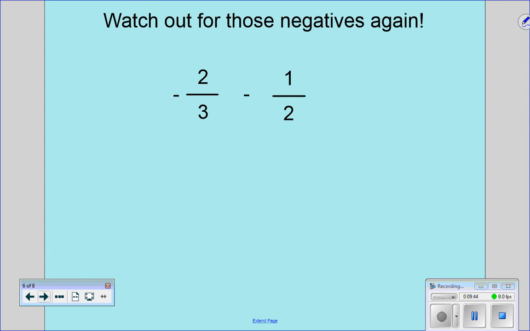So what would you use here for a denominator? What would you use, Logan? I would use 6 too. That's simple. Okay, so I multiply by 2, so I'm going to multiply this by 2. I multiply this by 3, so I multiply this by 3. That's what it looks like. But I've got to keep my negatives with it.